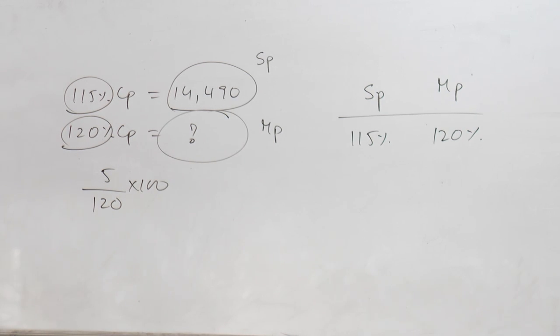Do you need cost price? What is second one? Cost price of the table is 12,000. Do you need cost price value? Not required. One alone will give you answer, but not two.